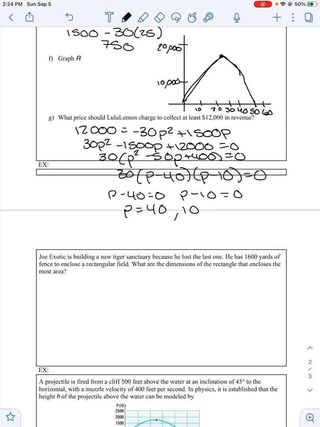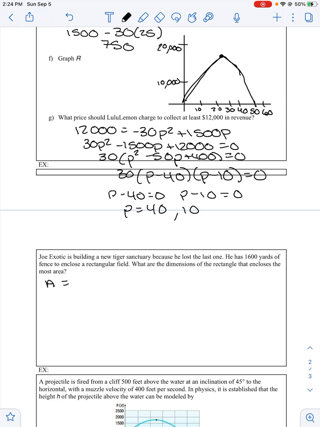All right, next example. Joe Exotic is building a new tiger sanctuary because he lost the last one. He has only 1,600 yards of fence to enclose a rectangular field. What are the dimensions of the rectangle that encloses the most area? So we did something like this last chapter, but we'll do it again.